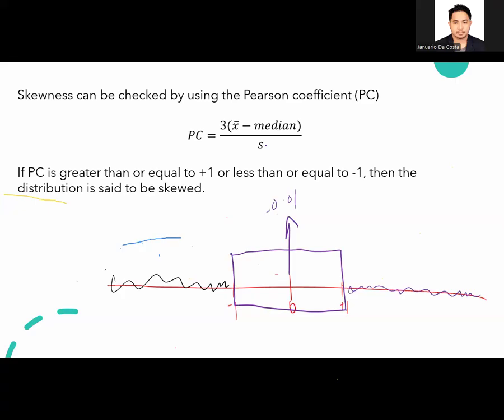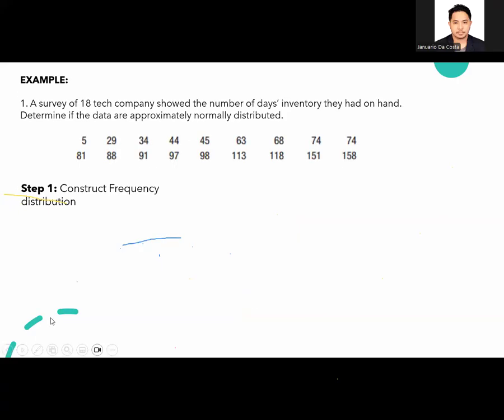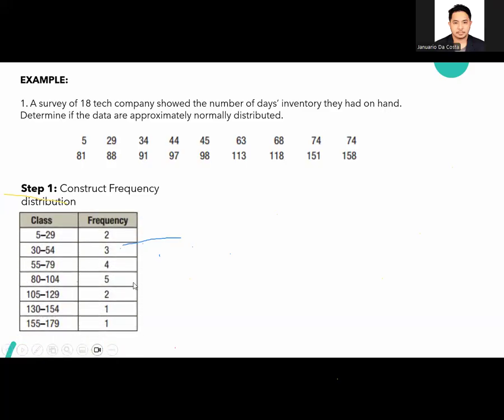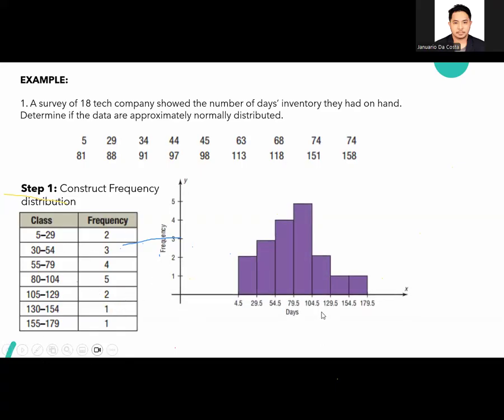Okay? So for example, let's suppose we do this. A survey of 118 tech companies showed the number of days they had on inventory. So we construct a frequency distribution. Between 5 to 29, the frequency is 2, and between 30 to 54, the frequency is 3. You know how to construct this, right? And then if you plot that, you will get this.